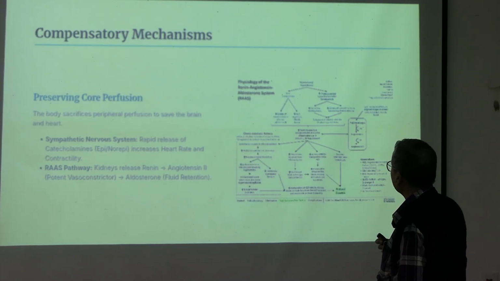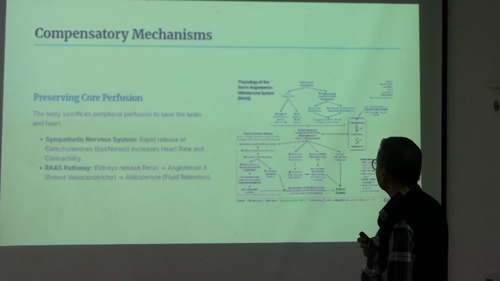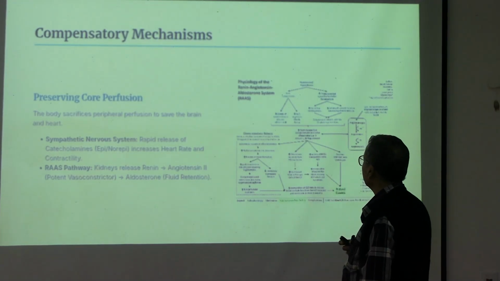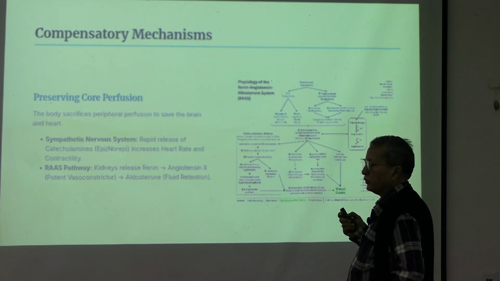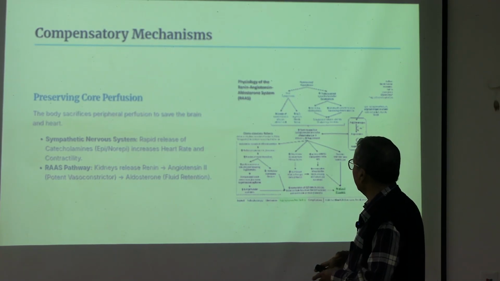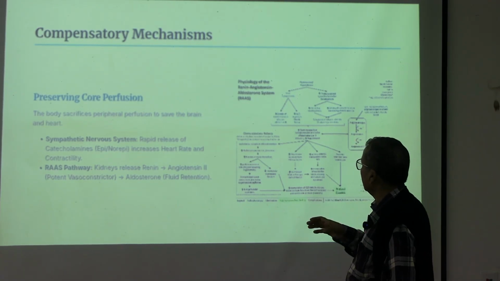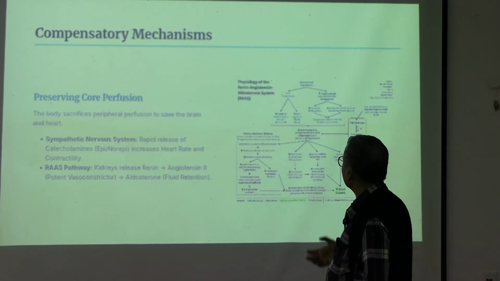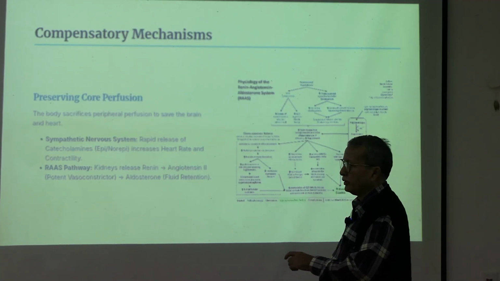Preserving core perfusion: the body sacrifices peripheral perfusion to save the brain and heart. To treat the shock, our main purpose is to keep the brain and heart in a functioning state.